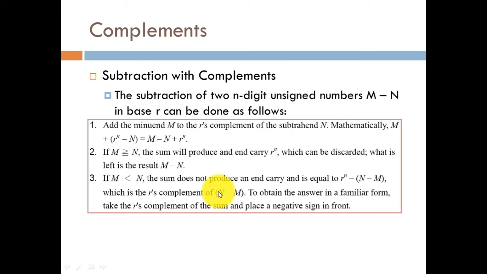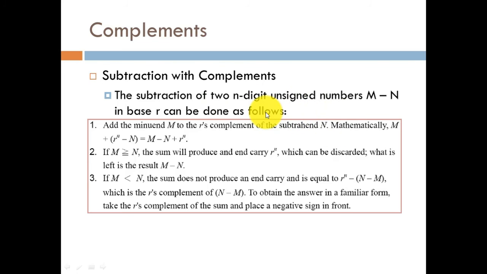So now we are going to discuss subtraction with complements. How are we going to perform the subtraction operation with the help of complements? The subtraction of two n-digit unsigned numbers, that is M minus N in base r, can be done as follows.